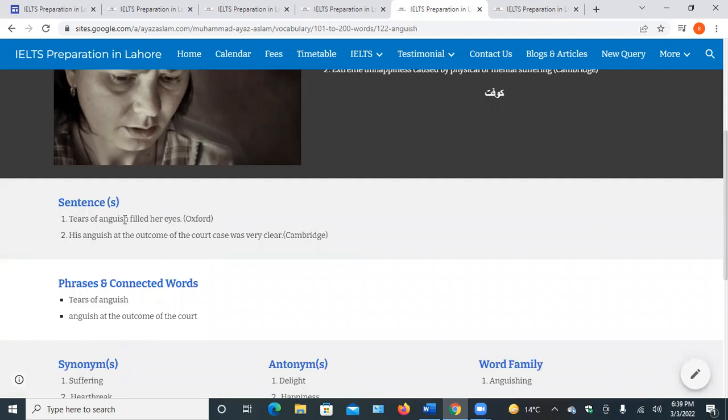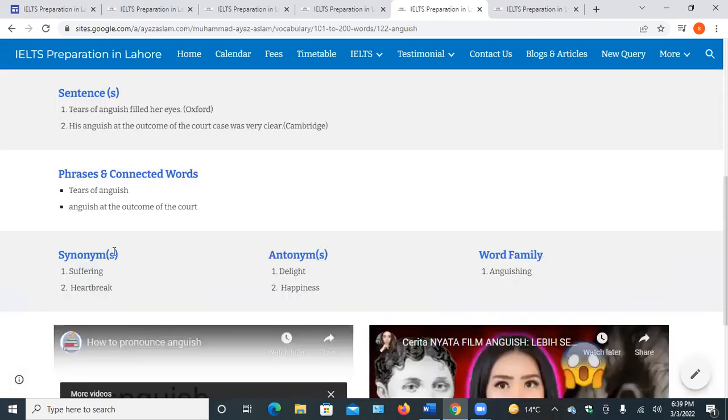Sentences are: Tears of anguish filled her eyes. It means torture, pain, suffering. Tears of pain filled her eyes. His anguish at the outcome, his suffering, his grief, his distress at the outcome of the court case was very clear. Synonyms are suffering, heartbreak, torture, and pain. Antonyms are delight and happiness.